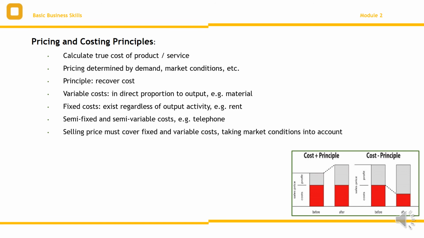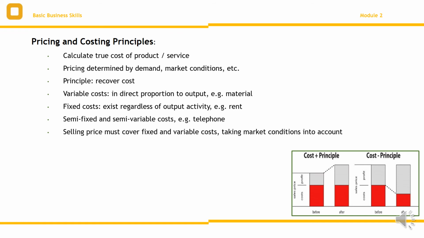So when you are pricing your product and service, you must be mindful of the market conditions that exist within that particular industry. When you are setting your price and your costs, you must make sure that you are able to recover all the costs that you incurred in the actual manufacturing or production of the product or service. There are two types of costs when it comes to manufacturing of products and services. There are what we call variable costs and fixed costs.